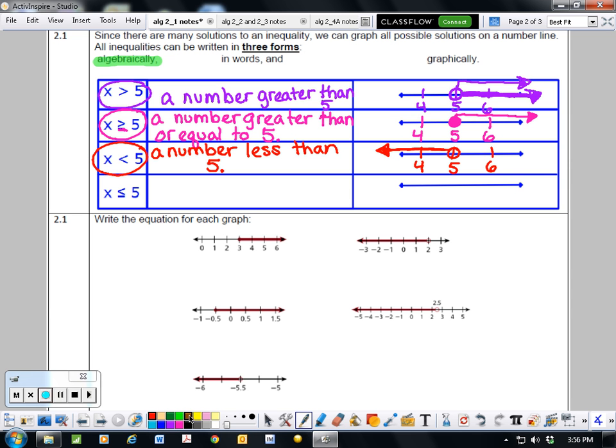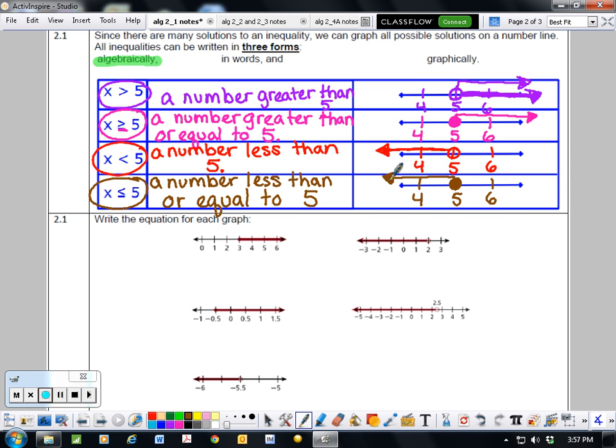Okay, our last one. That's our inequality. And we write it out verbally, a number less than or equal to 5. So again, we graph our 5, a number on each side. And because of the or equal to, our dot's going to be closed. And we want all values less than that. So we go to the left.